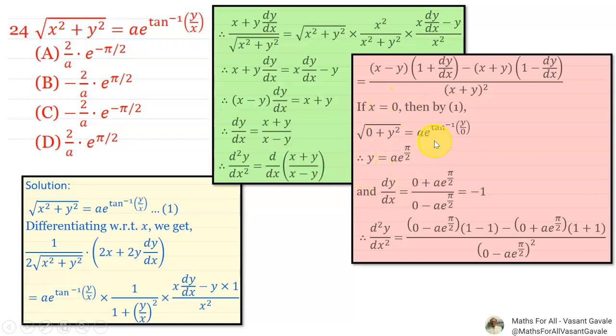And hence dy by dx is equal to, what is dy by dx? dy by dx is equal to (0 plus a into e raised to pi by 2) upon (0 minus a into e raised to pi by 2), and that is nothing but minus 1. So we have got the value of dy by dx here as well. Now next, the value of dy by dx from this: dy by dx means what? (x plus y) upon (x minus y).